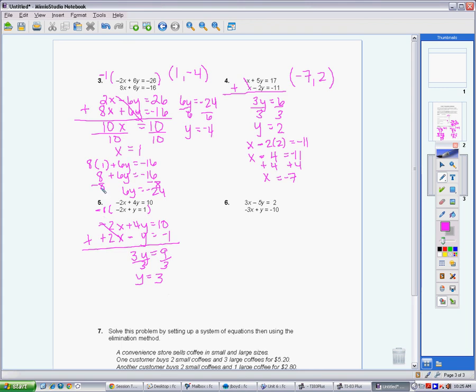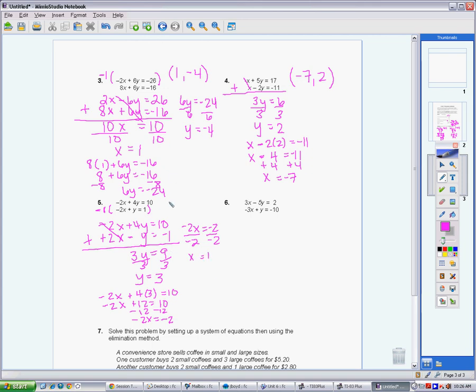Now I'm going to find my x coordinate, and again, it doesn't matter which equation you use. I'll use the first one since I seem to be favoring the bottom one. So I'm going to have negative 2x plus 4 times 3 equals 10. I get negative 2x plus 12 is equal to 10. I'm going to subtract 12 from both sides, and I get negative 2x is equal to negative 2. I'm going to divide by negative 2, and x is going to equal positive 1.